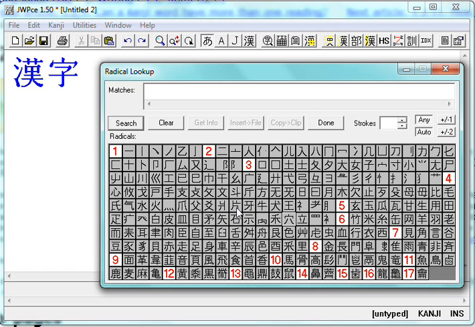So the first one, let's just kind of scan through here. And as we scan through, there's one that's going to pop up. Oh, look at this right here.